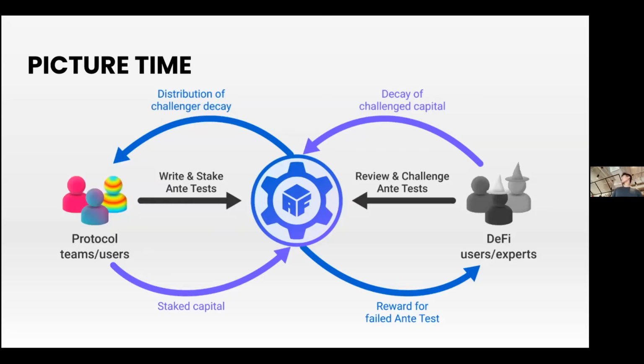And so here's a really quick picture of how the system works. On the left side, you have protocol teams or users who write and stake on-chain tests. On the right side, we have DeFi users or various hat wearers. The flow goes roughly like this: when an Ante test is written, the protocol teams on the left side stake capital in the test, and if the test ever fails, there's a payout to challengers. And similarly, when you challenge an Ante test, there's a block by block decay. That's a small fee paid to the stakers. And over time, that results in some kind of yield for the staking side.